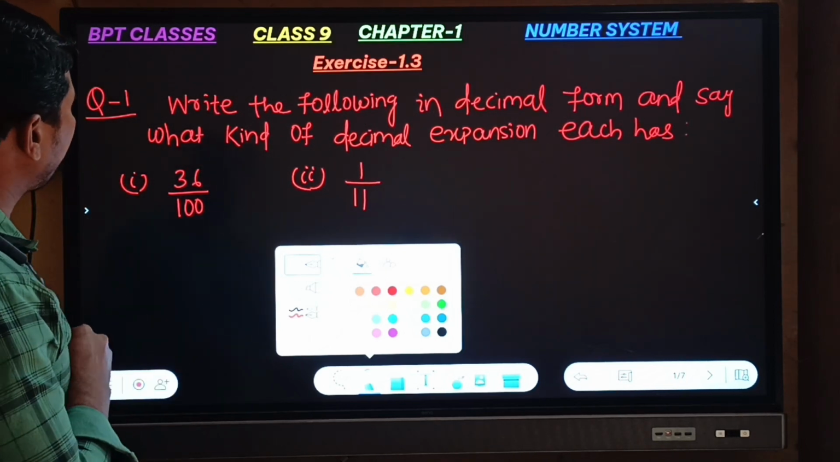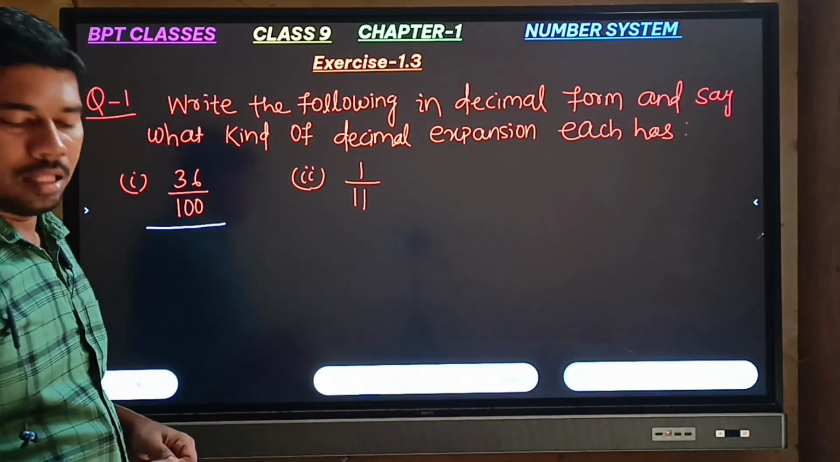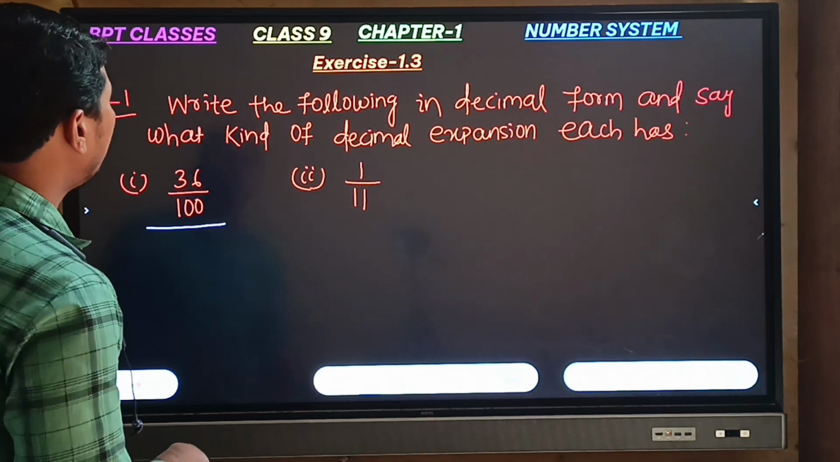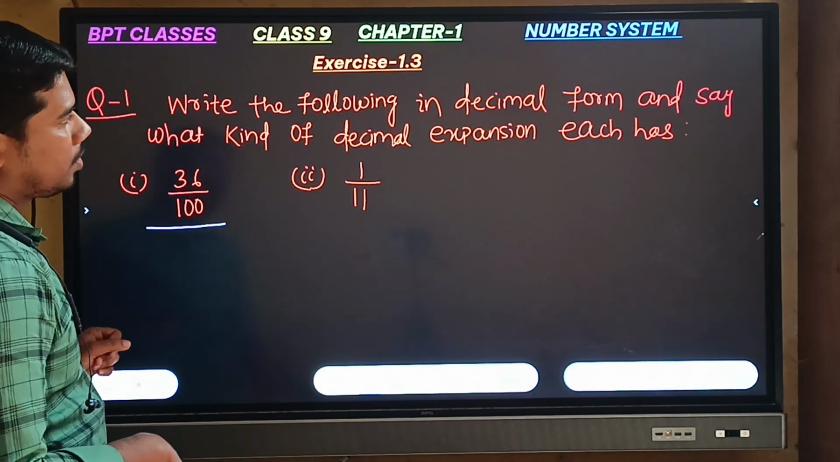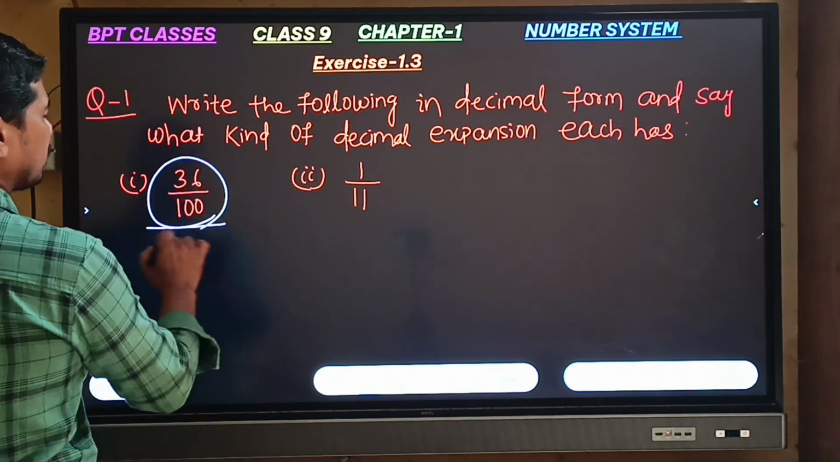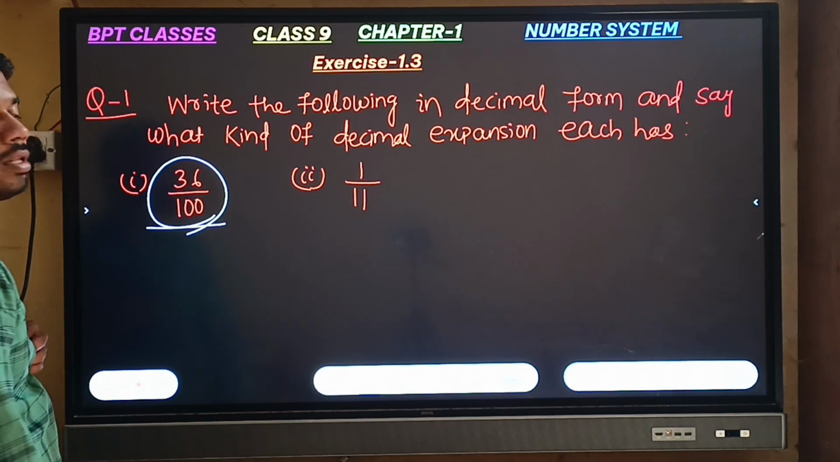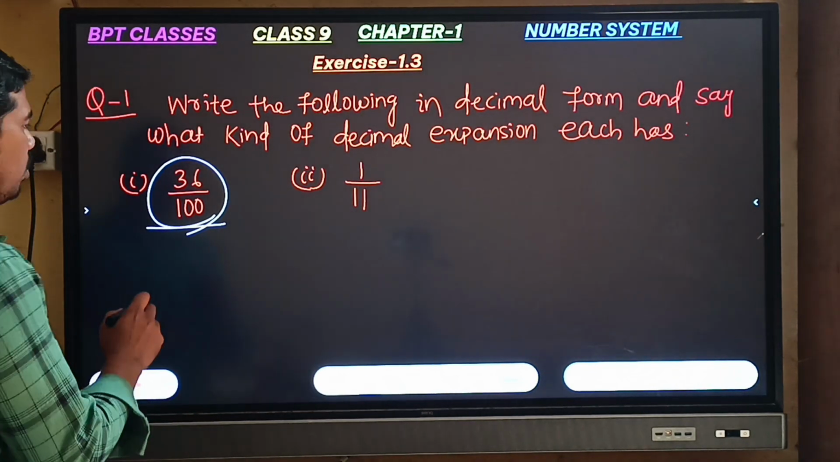So first of all, what we have to do, 36 by 100 is there. 36 by 100. So we need to find out the decimal expansion. This one is in the form of a fraction. We need to find this one in decimal form.